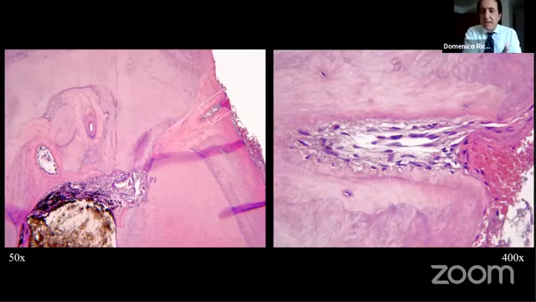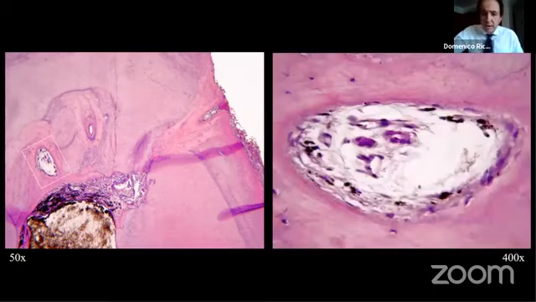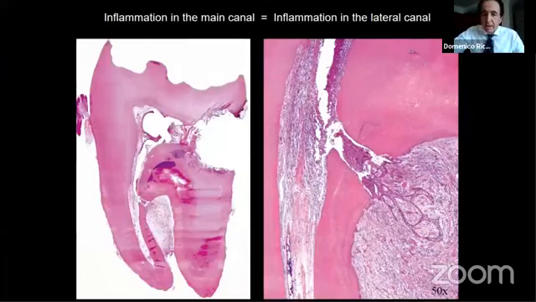So what does it mean? It means that by instrumenting at the apical constriction, the operator didn't know that there are ramifications, but they are always there. So they were preserved by a cautious instrumentation. The filling did not interfere with the connective tissue, and after 13 years, the tissue in the lateral canals and ramifications is totally uninflamed and healthy. This is what we want. This is what biology wants.